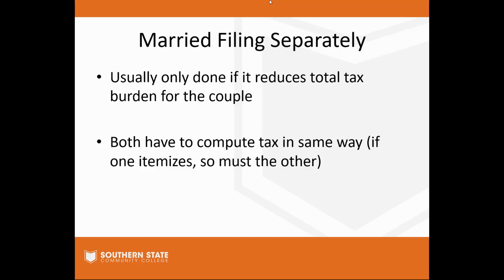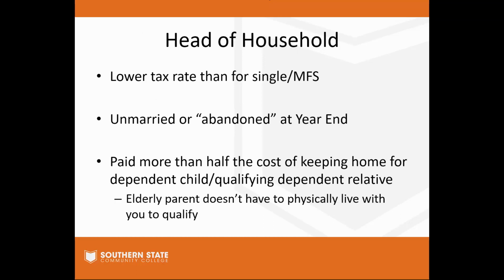We'll talk about some abandoned spouse provisions that lead to doing married filing separately. Abandoned spouse, basically one party or the other just up and leaves. There's no divorce decree in place. Spouse just kind of leaves and disappears. So that kind of leads to married filing separately too sometimes.